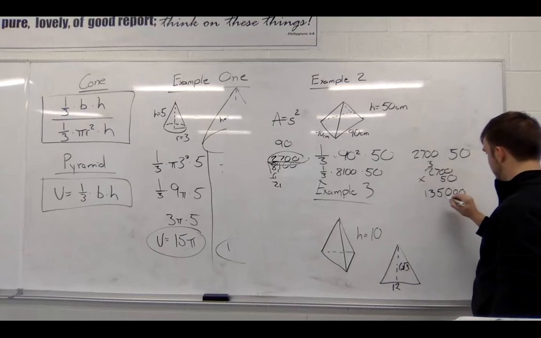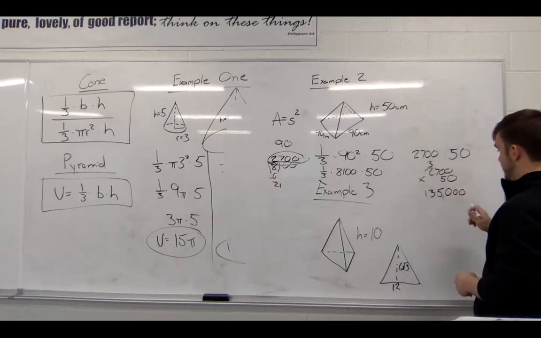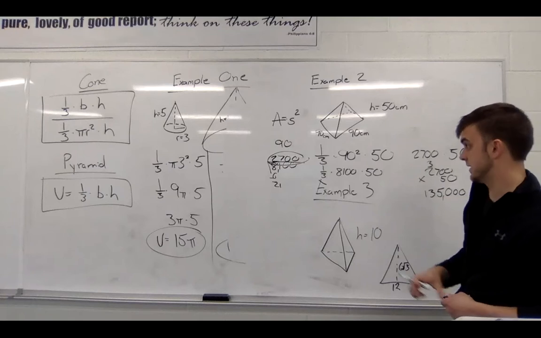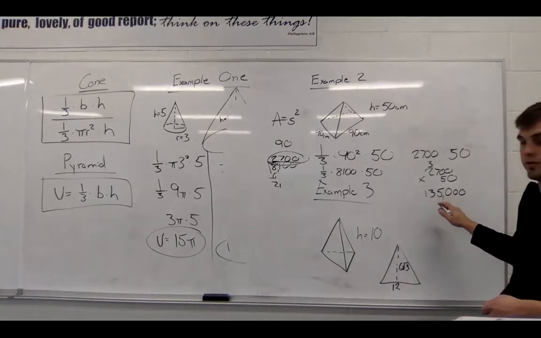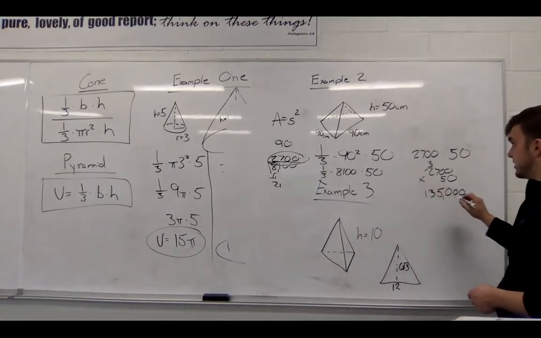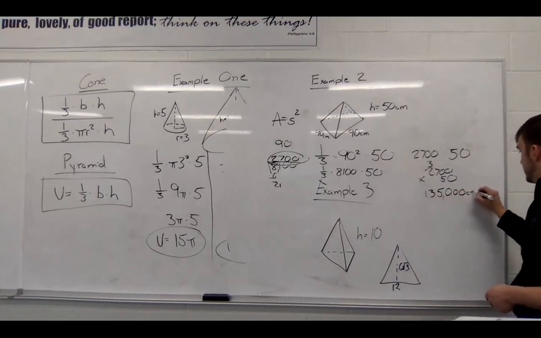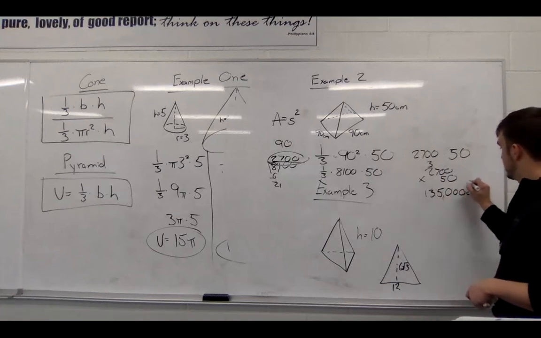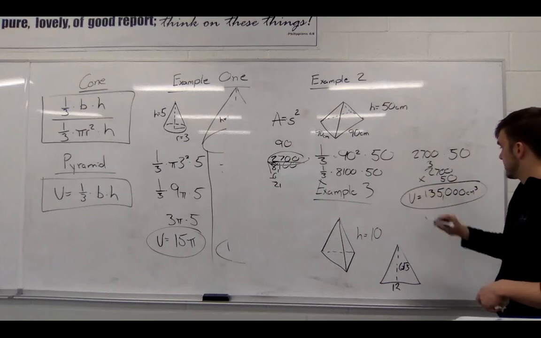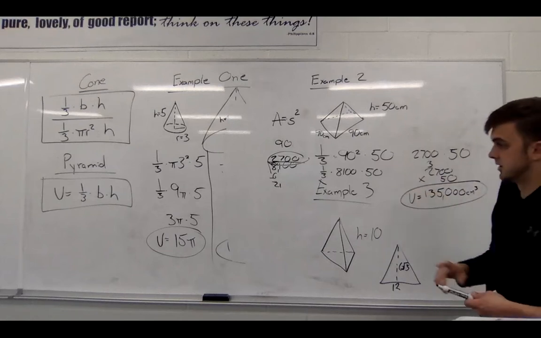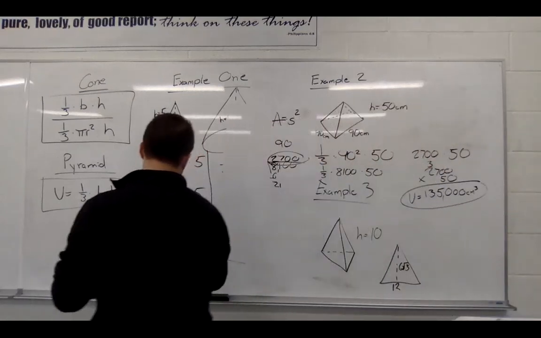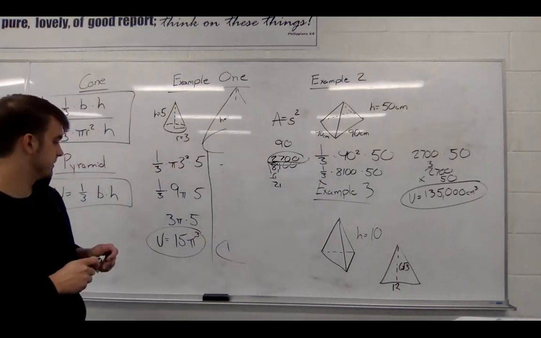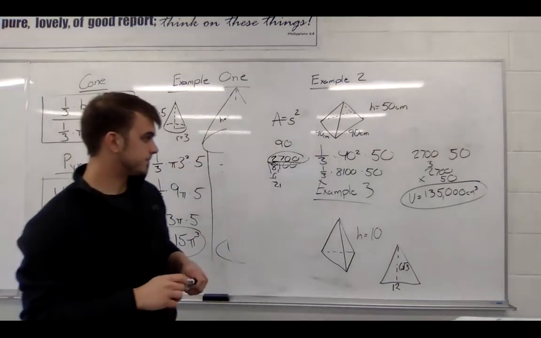And that gets you the volume for this pyramid here, which the measurements are centimeters, and since it's volume, it's cubed. So the volume is equal to 135,000 centimeters cubed, which I forgot to do over here. This would have been cubed, and this one would have been as well. So make sure you keep that in your measurements.